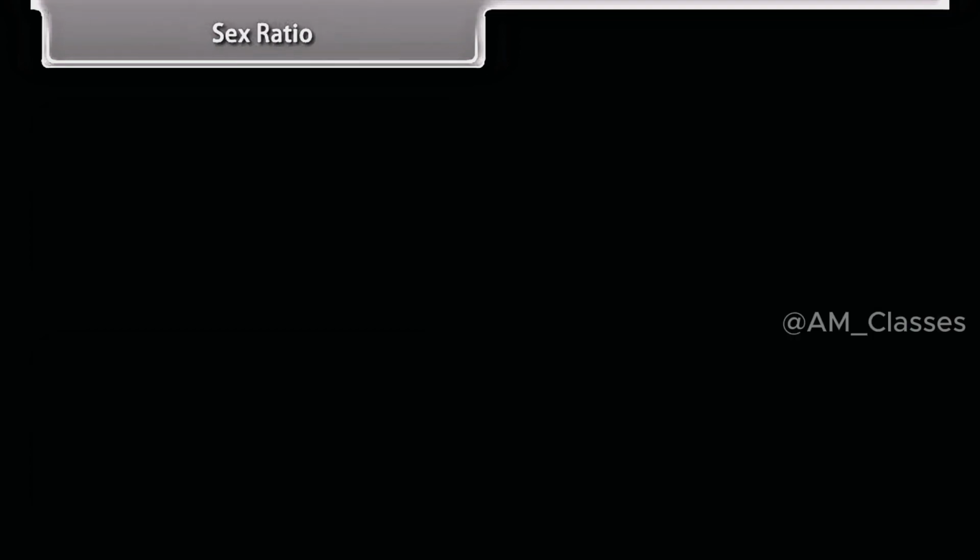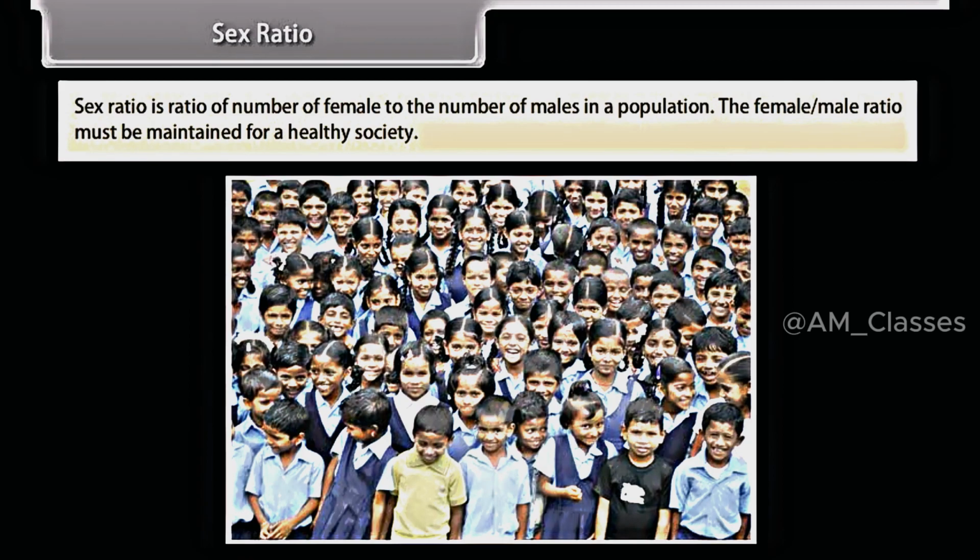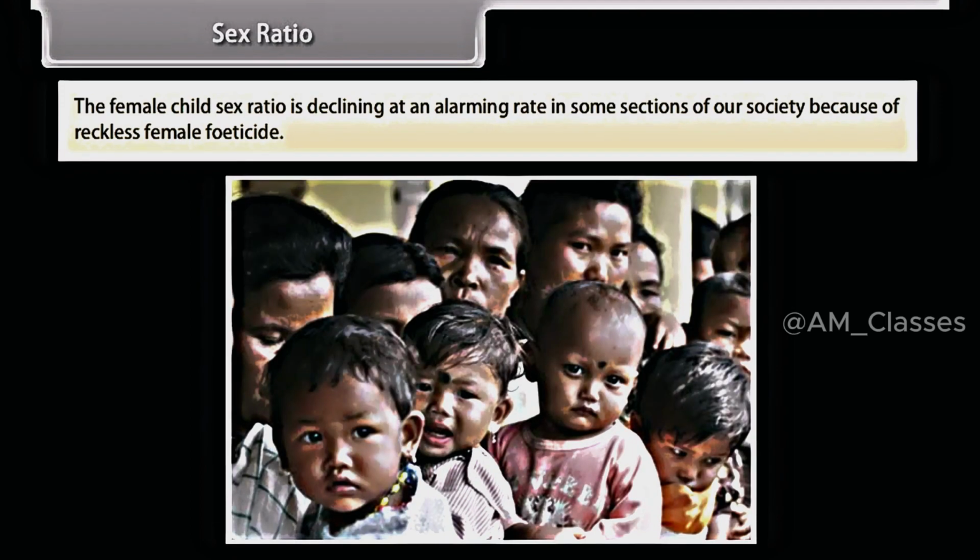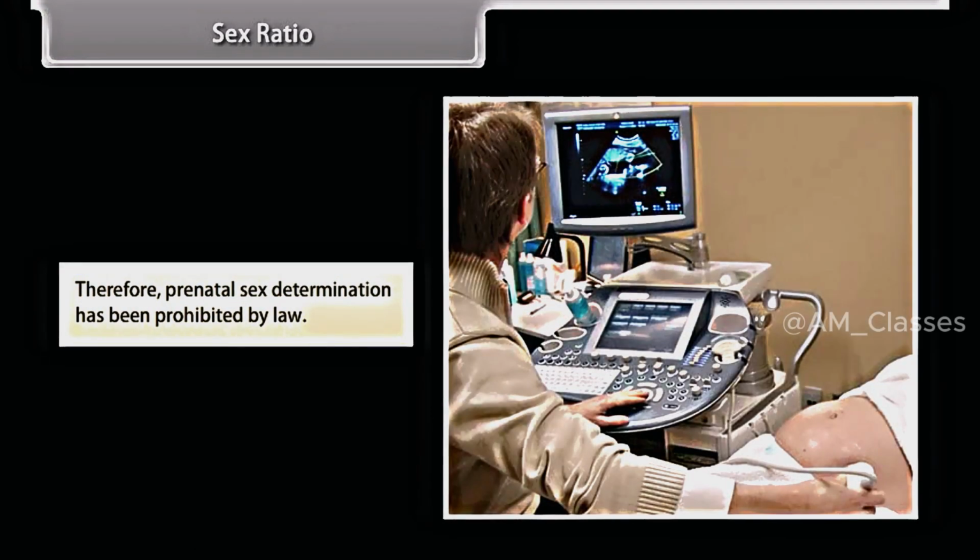Sex ratio. Sex ratio is the ratio of the number of females to the number of males in a population. The female-male ratio must be maintained for a healthy society. The female-child sex ratio is declining at an alarming rate in some sections of our society because of reckless female feticide. Therefore, prenatal sex determination has been prohibited by law.